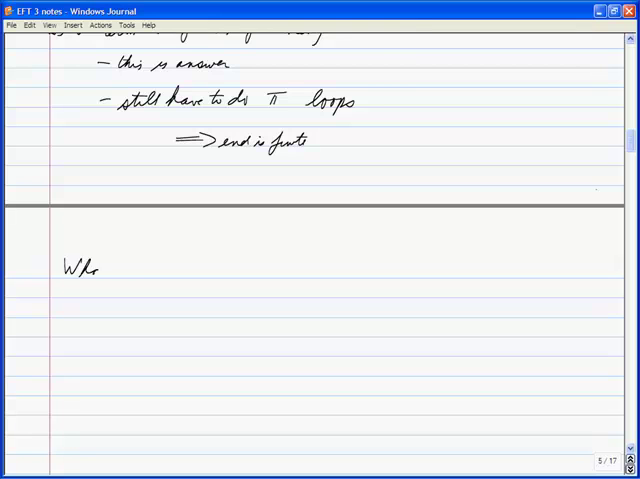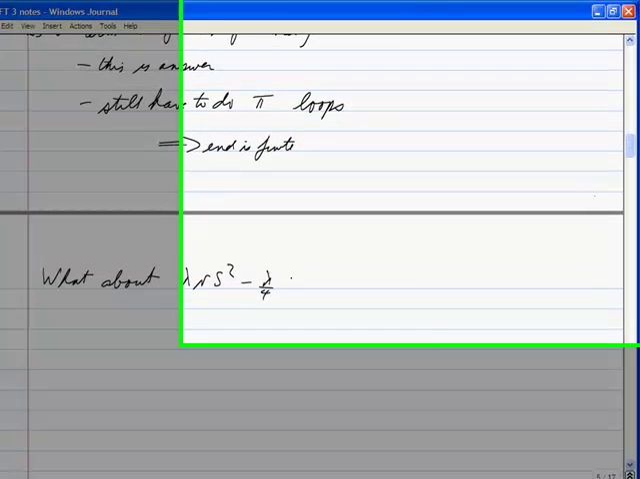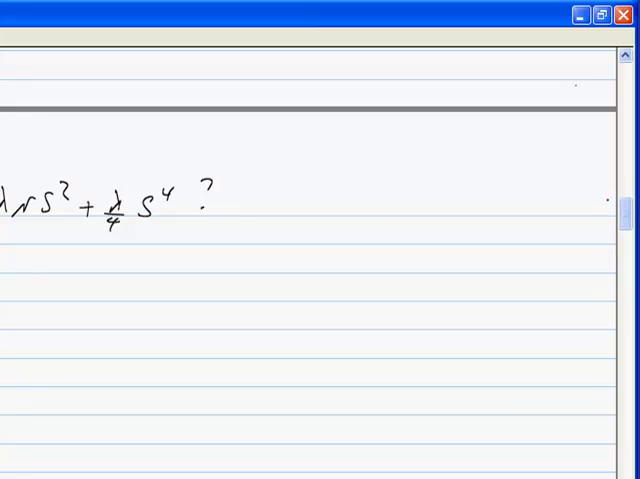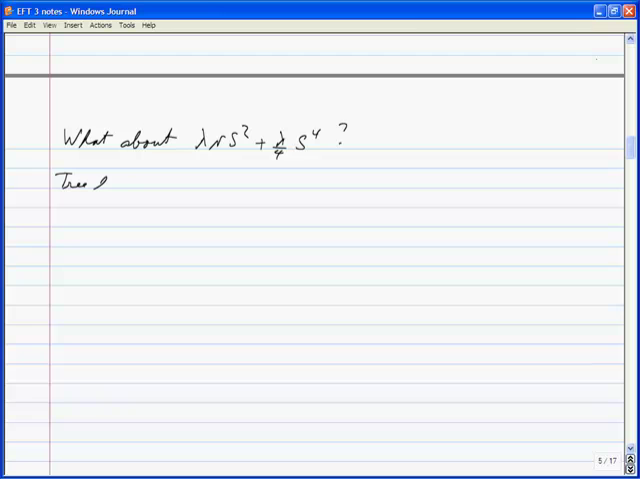What's the role of lambda v s squared and lambda over 4 s to the fourth? Those are the terms I neglected. They actually do make a difference, so the detailed answer is not correct. At tree level, there is no real effect. If you're doing tree level at this order, the first term that you get is this.